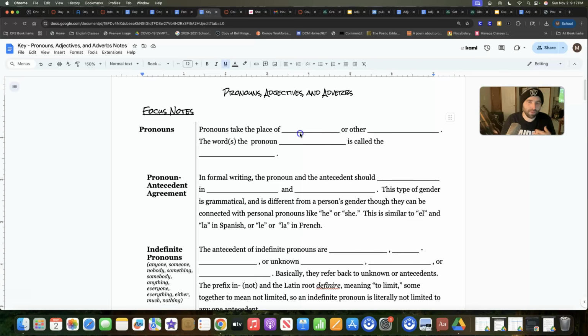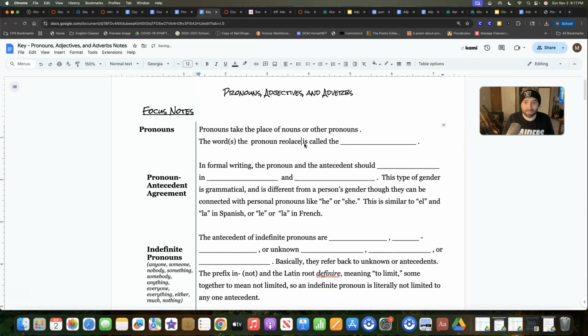Now, pronouns to me are one of the trickiest parts of speech. So pronouns, this is the easy part. They take the place of nouns or other pronouns. The word or words the pronoun is replacing is known as the antecedent. So the word the pronoun is replacing is called the antecedent.